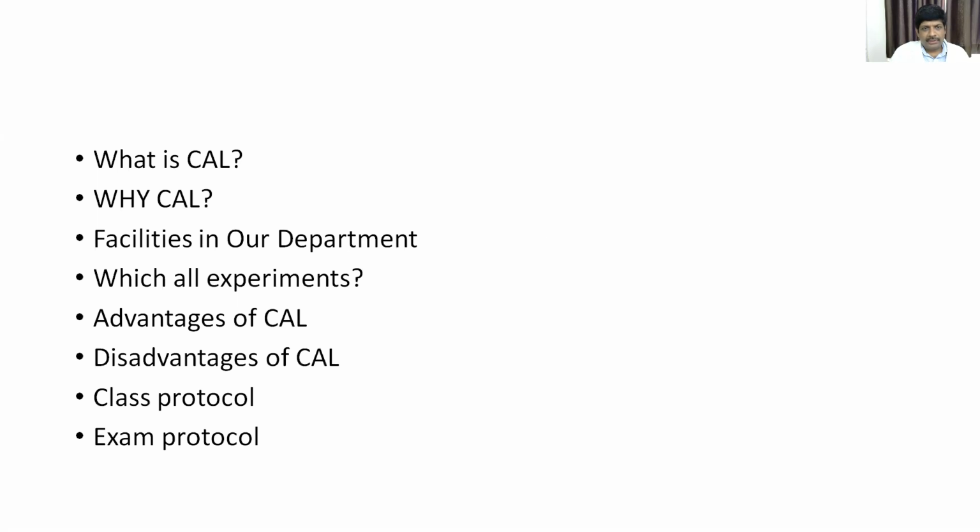So what is CAL? CAL is computer assisted learning or computer aided learning. This is a method of learning with the help of a computer. Now the very next question comes: why CAL? Why have we opted for CAL for learning these types of graphs? I'll show you the graph later on, maybe from the next class. This is the introductory part.